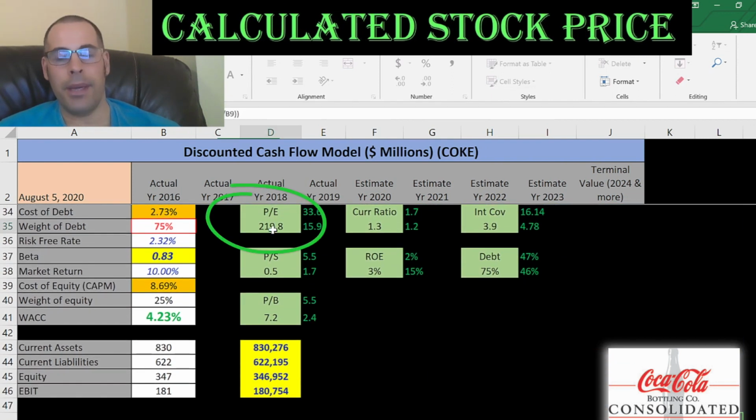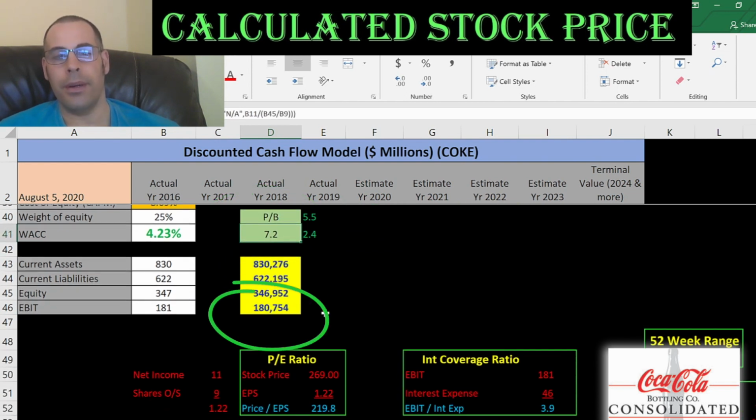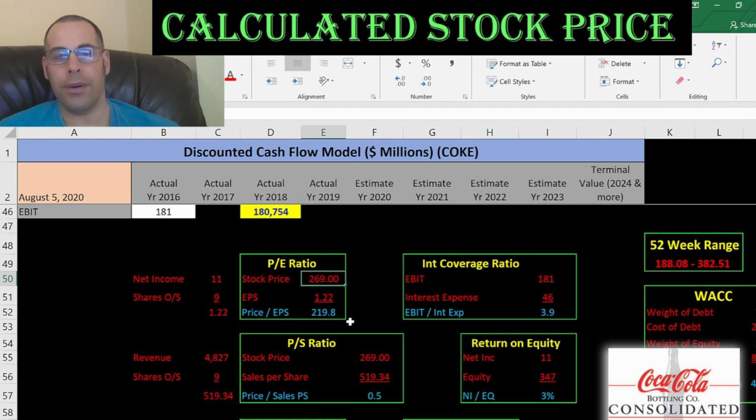They have a really bad PE, really good price to sales, and a weak price to book. PE is stock price over earnings per share. Earnings per share is net income over shares outstanding. So they have a PE of 220. I like to see below 15. So that means investors are willing to pay $220 for $1 of earnings. This is not a good number of earnings relative to the stock price.